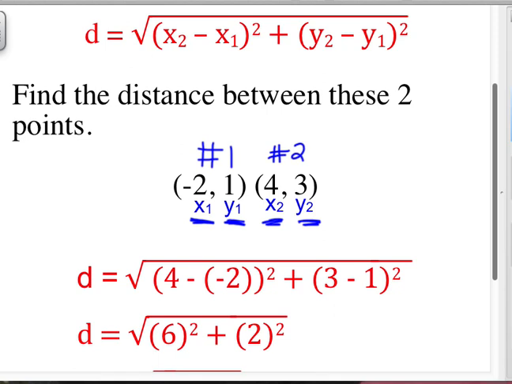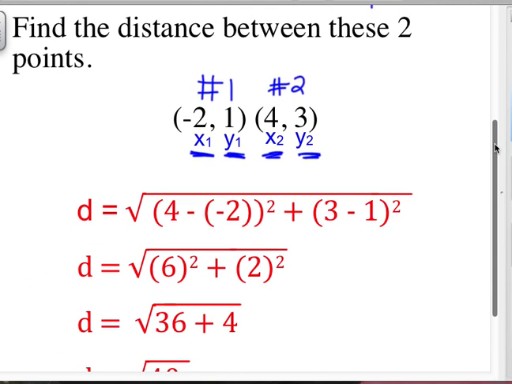So if I'm looking up above at the formula written in red, and I'm looking for the x2 minus the x1 values, well, x2, as I've labeled it, is 4. And the x1 is -2. So it looks like I'm going to have a 4 minus a -2 there. And then the y2 value, if I look down, y2 is 3. And the y1 value is 1. So plugging the numbers in is probably the hardest part, right? Then it becomes just a matter of all calculator work.